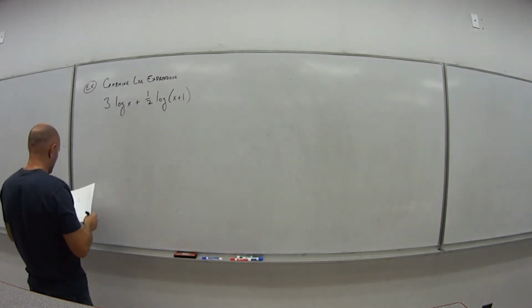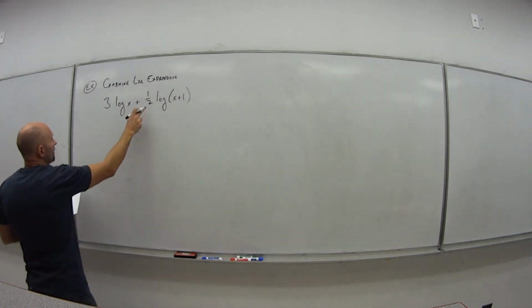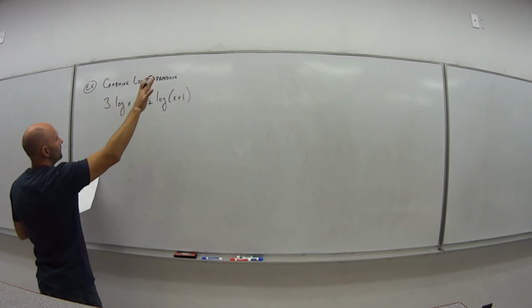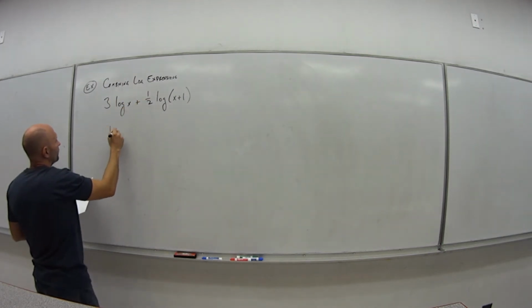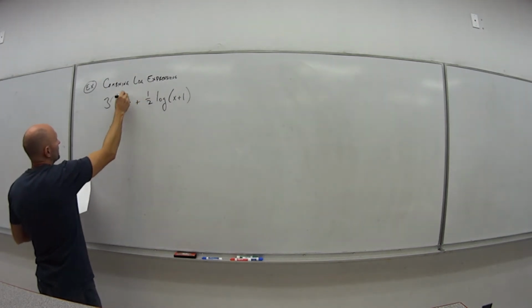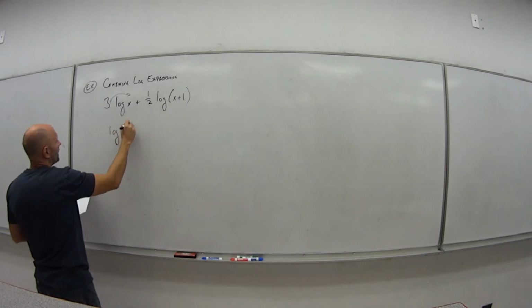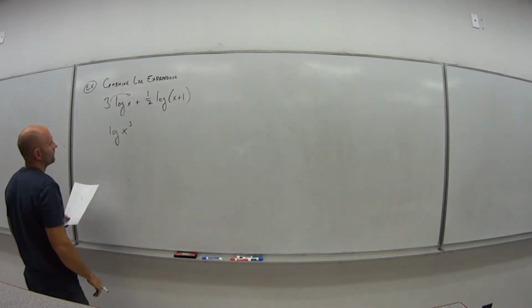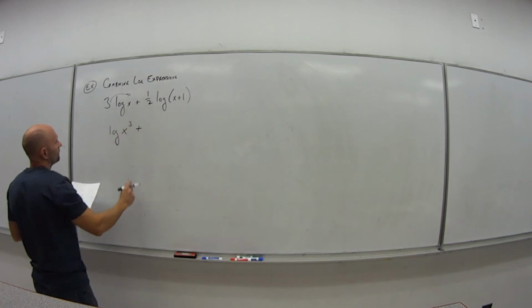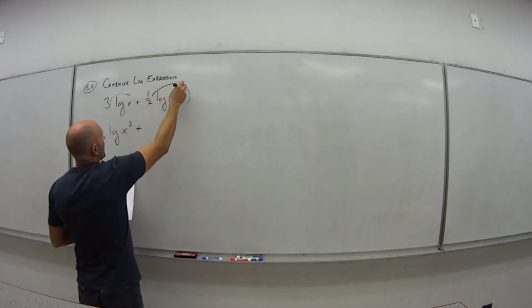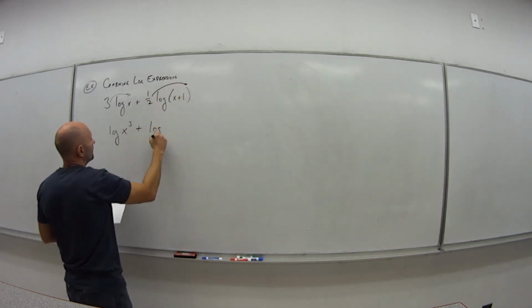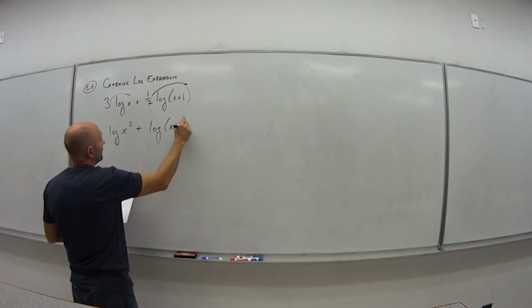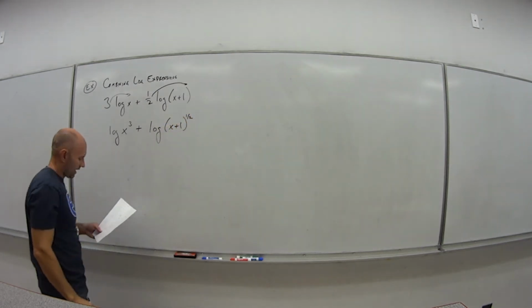So first off here, we have these numbers in front. So we're going to move them in, make them exponents. So if I bring this 3 up, I get log of x to the 3rd. Plus, if I bring this half up, it becomes log of x plus 1 to the 1/2 power.